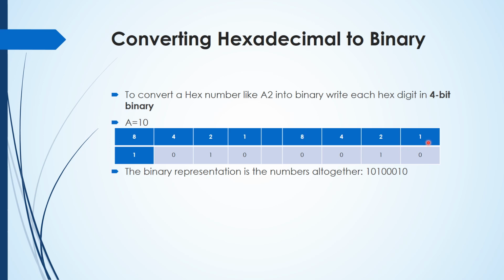So again, the binary values are 1, 2, 4, 8. A represents 10, and 10 can be achieved by 8 and 2. So we are going to make the 8-bit on and the 2-bit on. The 4 and 1 will be off. Same goes with 2. For 2 we just need to turn on this 2. The rest of the bits will be off. So the binary of A2 is 10100010.